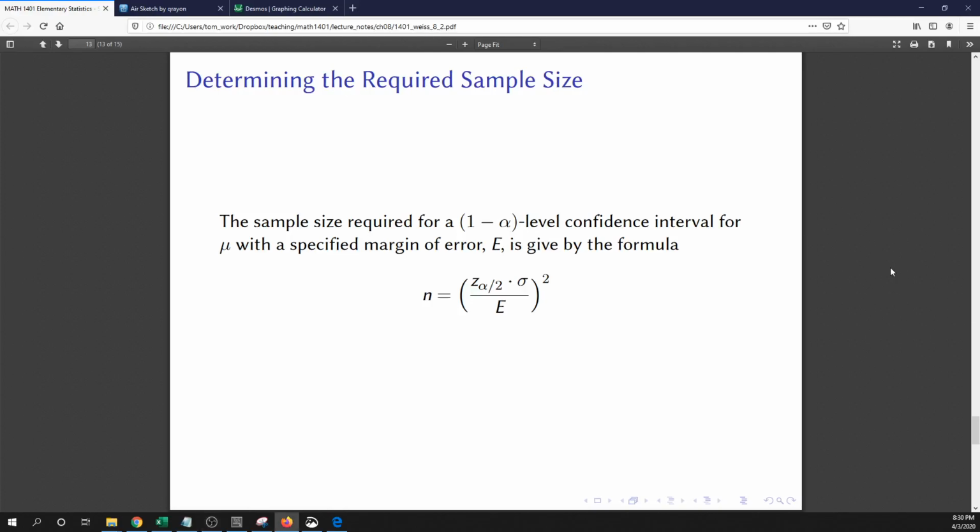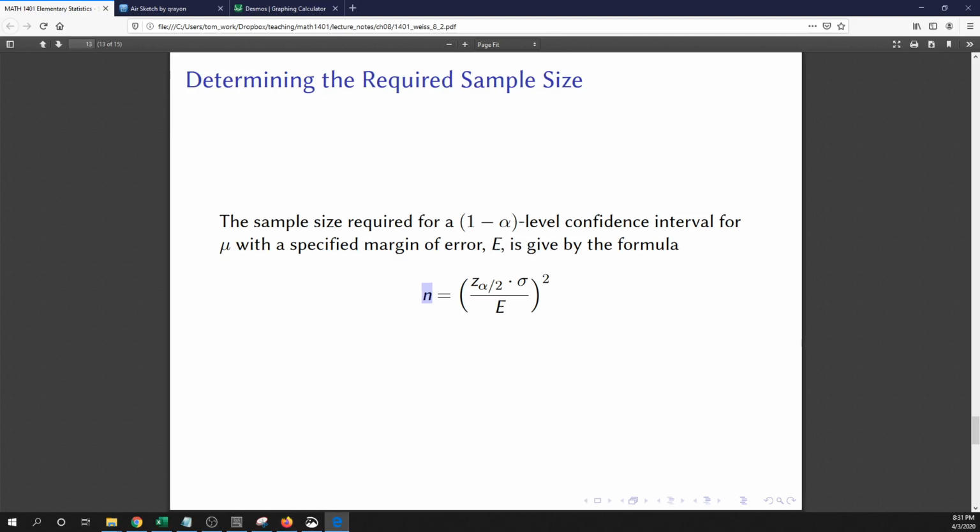In this video, we are going to talk about determining the required sample size to give a confidence interval with a specified margin of error. Here, we want to set the margin of error up front, and also the confidence level. Then we calculate, using this formula, how big our n, our sample size, should be to guarantee that we get a margin of error of that given value.